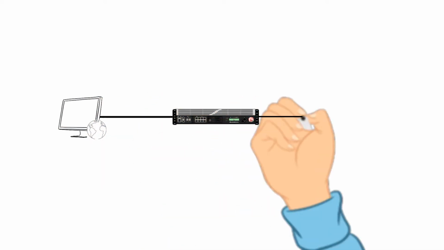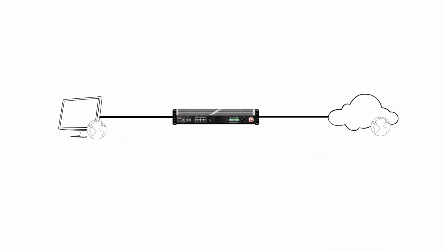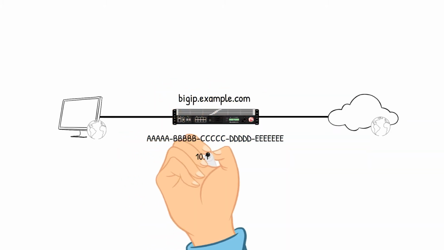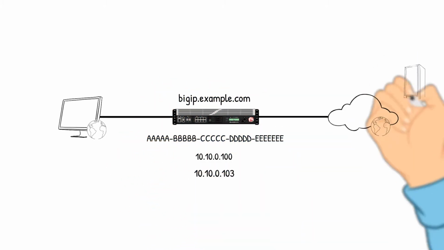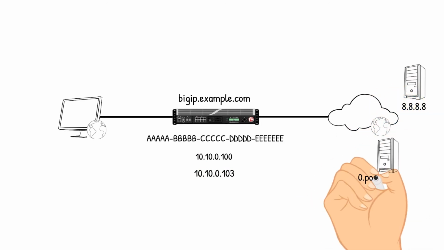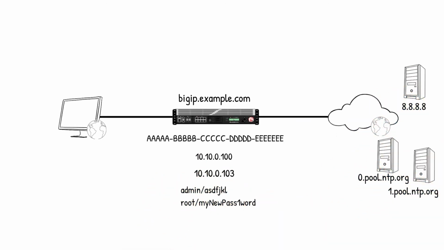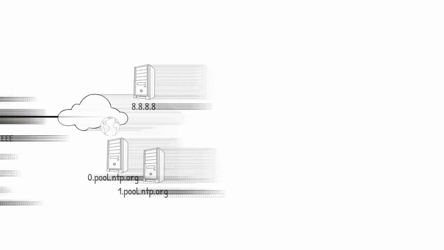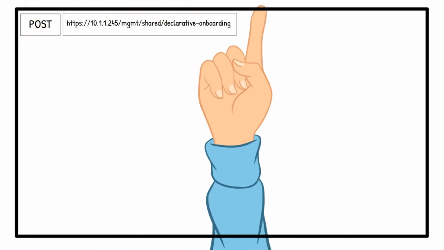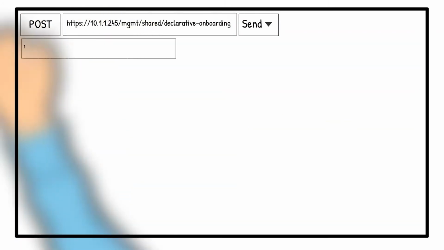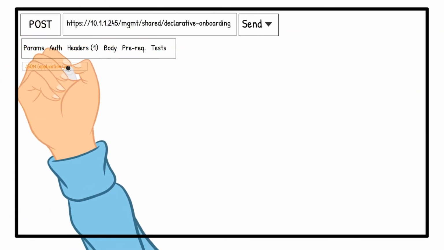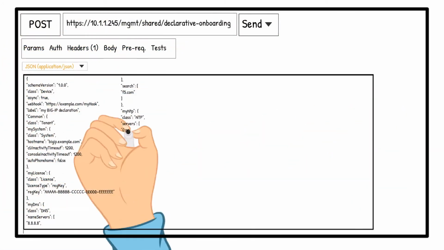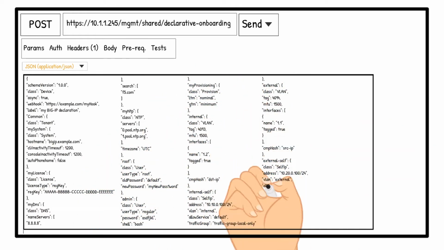In order for the BigIP to function on the network, it needs to be initially configured with things like a license key, a host name, self IP and/or floating IP, DNS server IPs, NTP server IPs, updated passwords for users on the device, and many more configurations. Declarative Onboarding can speed up the initial configuration of the BigIP by giving the administrator the ability to use a tool to post a JSON declaration to the BigIP to create the initial configuration objects.